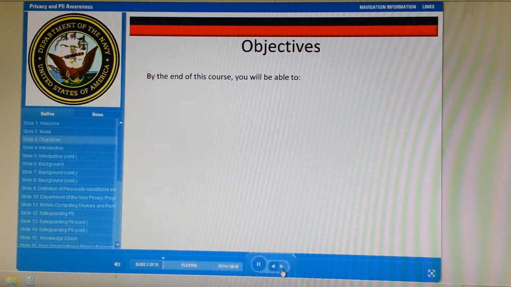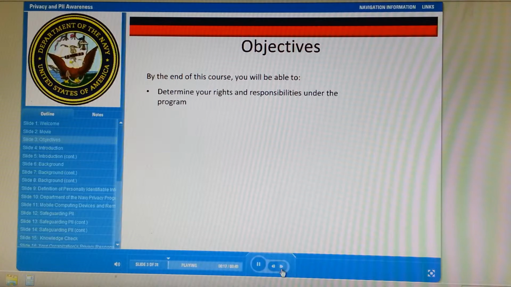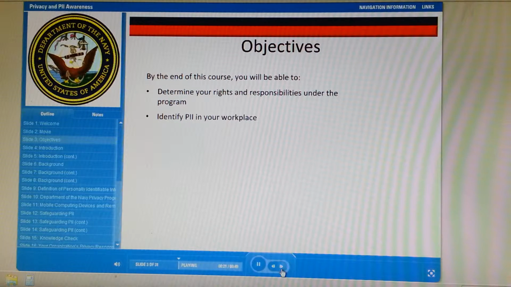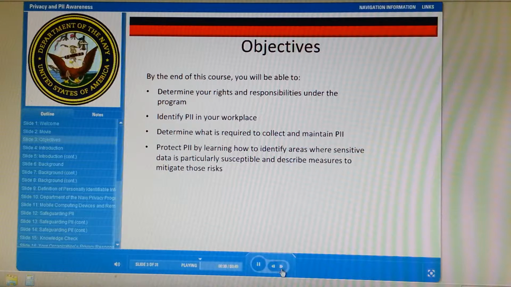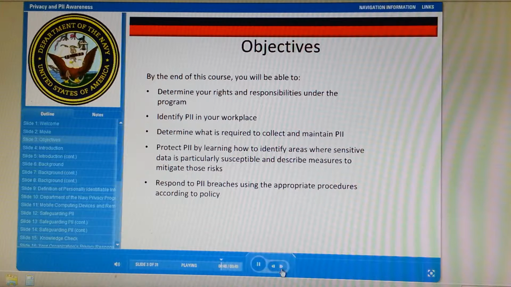By the end of this course, you will be able to determine your rights and responsibilities under the program, identify PII in your workplace, determine what is required to collect and maintain PII, protect PII by learning how to identify areas where sensitive data is particularly susceptible and describe measures to mitigate those risks. Respond to PII breaches using the appropriate procedures according to policy, and know where to go to get assistance or for more information.